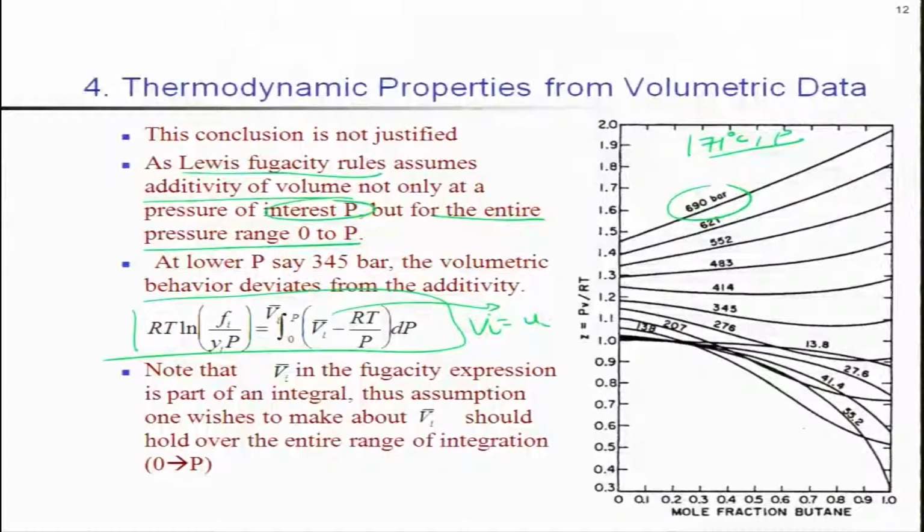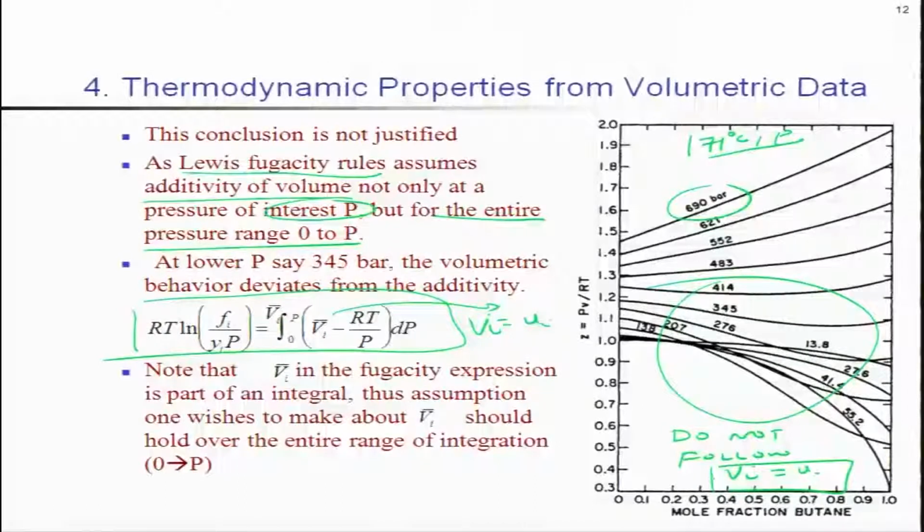And this is the reason that just looking at this higher pressure, you cannot make use of this approximation, but at the lower regime you can. At the higher regime it may look like it works fine, but the lower ones do not follow Amagat's law, do not follow this relation. So, this relation does not hold.